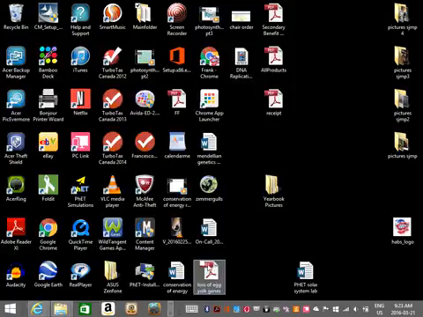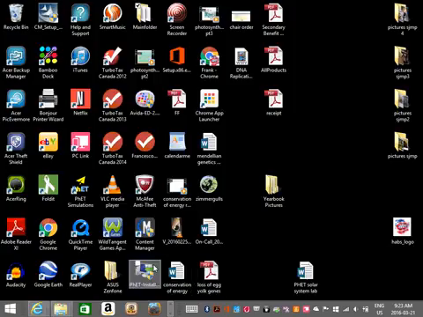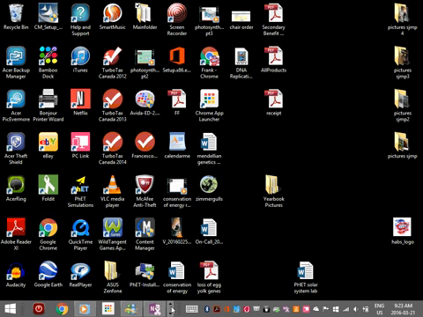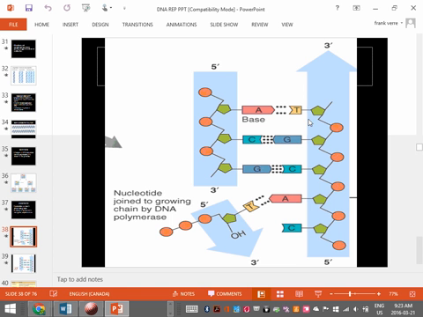So I will show you later on actually what DNA replication looks like. It doesn't look like that. It looks a little bit different than that. Okay? But not today. Okay. So here is your strand of DNA.